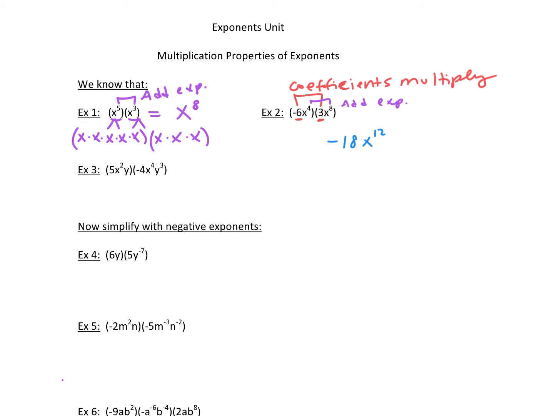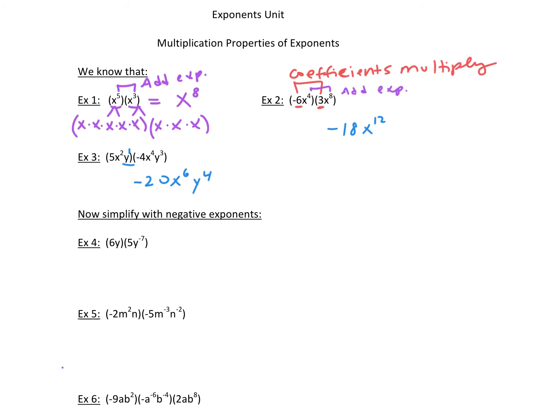Okay, in example 3, you have just more variables. So maybe take a minute, pause the video, and make sure you can answer example 3. So example 3, you should have -20, x to the 6th, y to the 4th power. Remember that when you just have a y, the base is y, but the exponent is an invisible 1. Okay, so this is all a review from last year and possibly 6th grade as well.